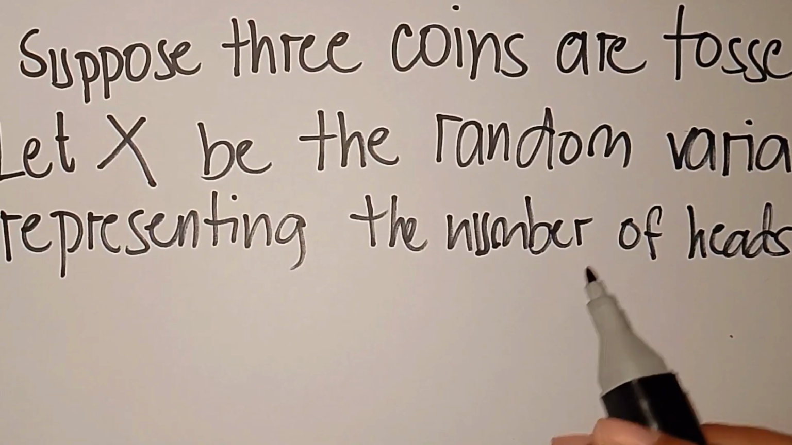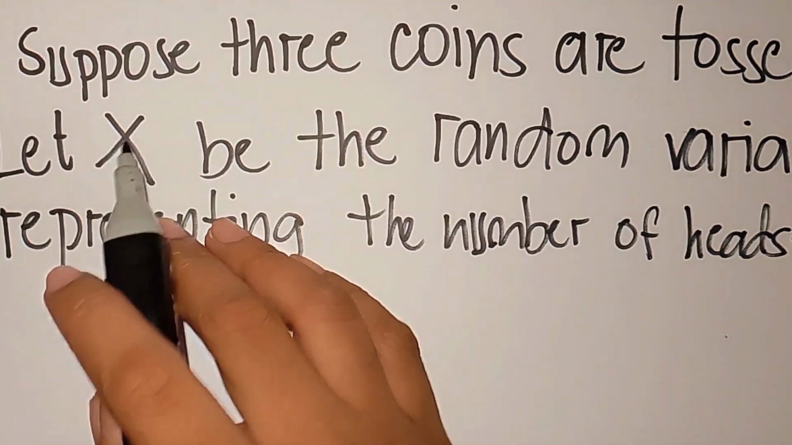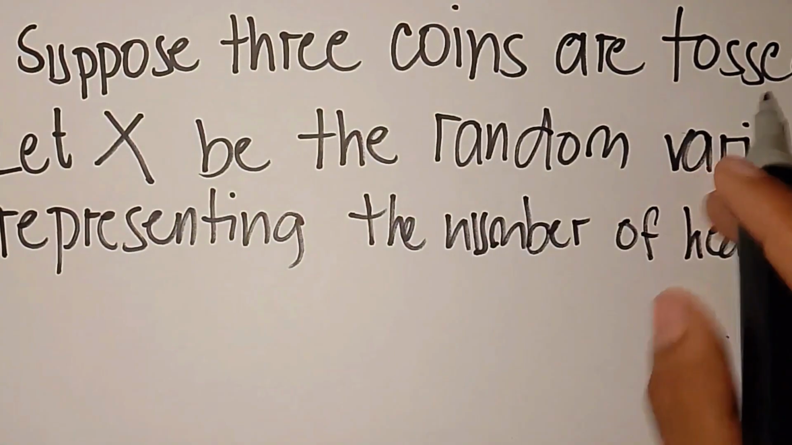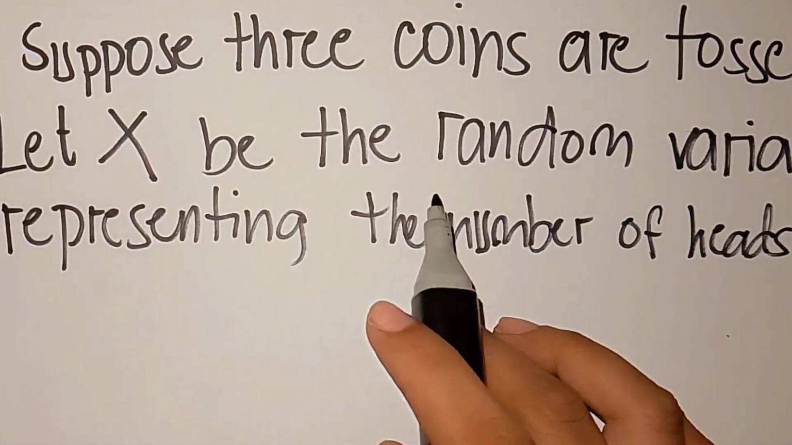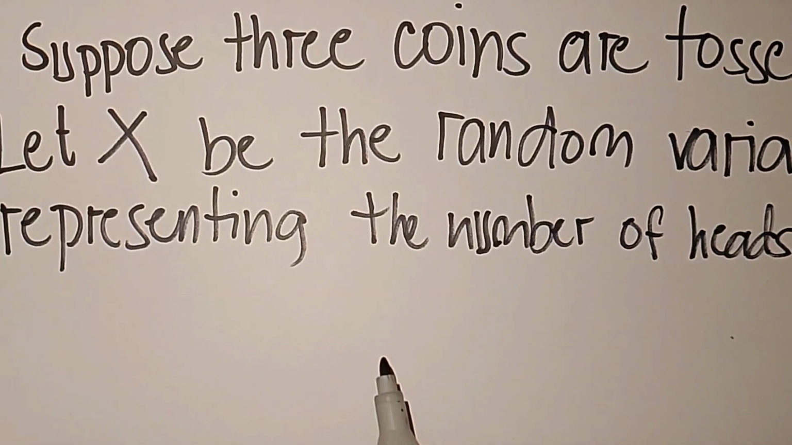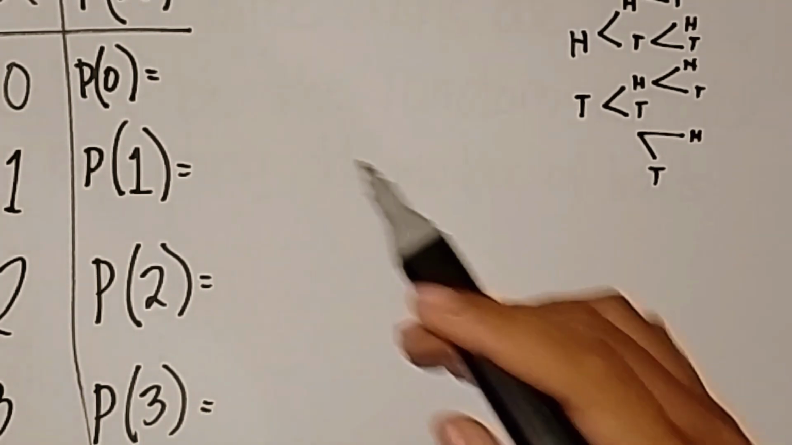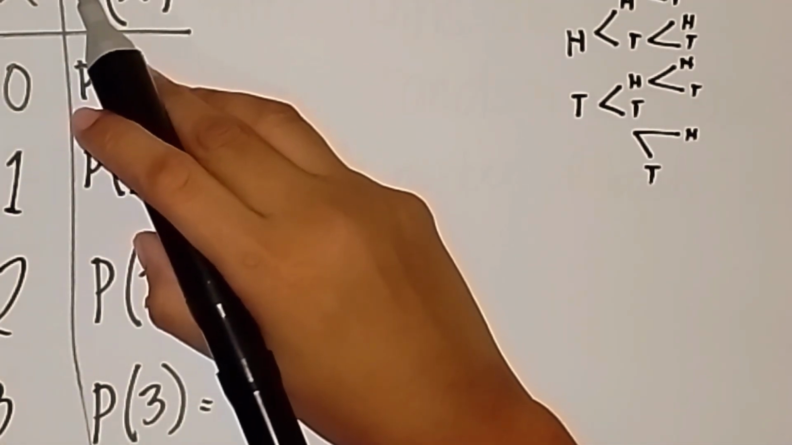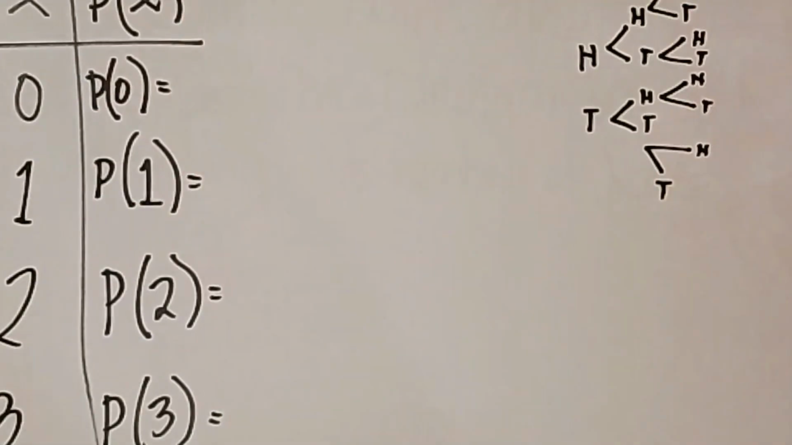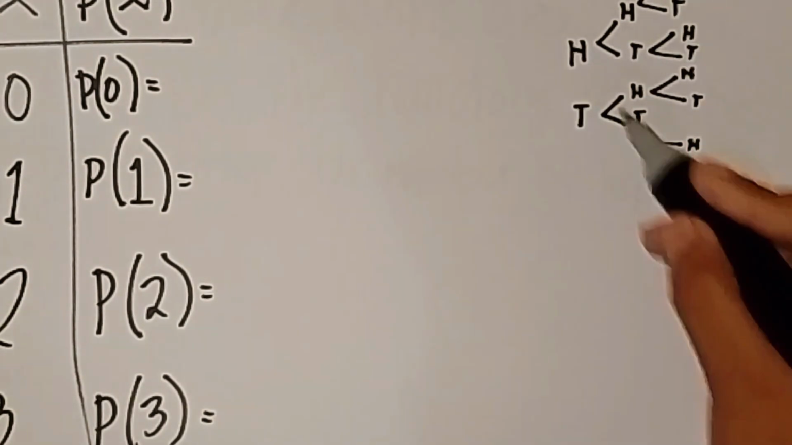So here's another example. We have here the problem. Suppose 3 coins are tossed. Let x be the random variable representing the number of heads. In order to solve this, we put our data on the table. So, x represents the number of heads, which you can see here in our listing method.